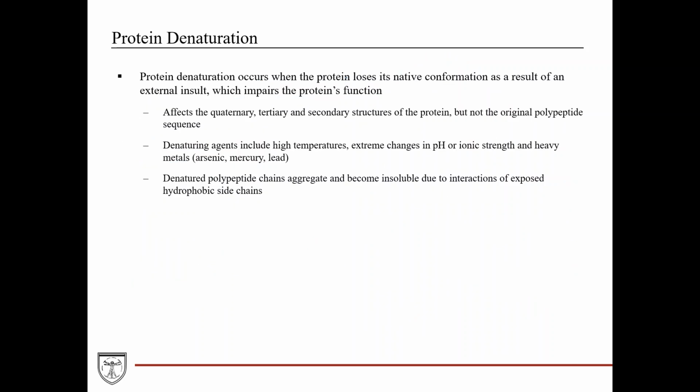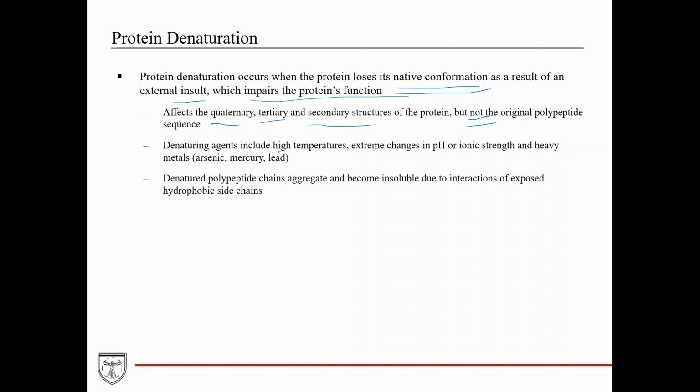Protein denaturation occurs when the protein loses its native conformation, and this is a result of an external insult. Since you've affected the native conformation, or the structure of the protein, you've impaired the protein's function, because the function is dependent on the structure. These external insults can affect the quaternary structure, the tertiary structure, and the secondary structure, but they do not affect the original polypeptide sequence, or the primary structure.